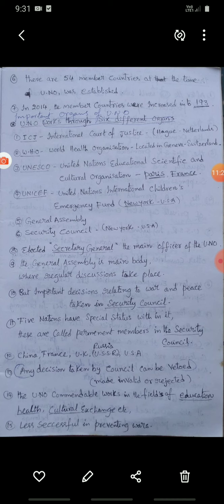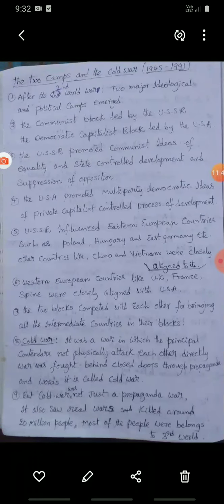UNO is doing commendable work in the fields of education, health, cultural exchange, etc. But it is less successful in preventing wars, which are still continuing between countries. UNO is trying to make peace, but it failed to prevent the wars. So these are the important points we have learned about UNO.